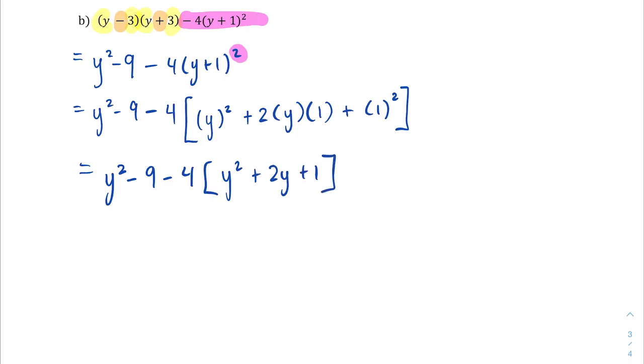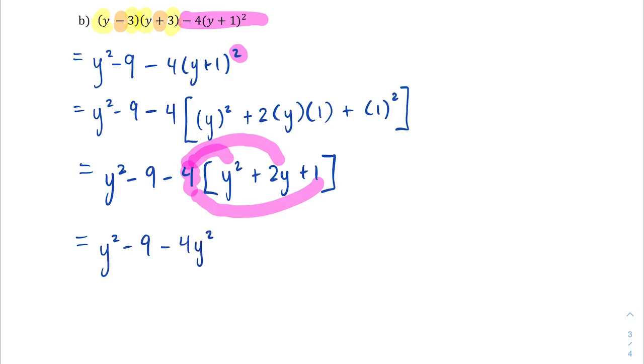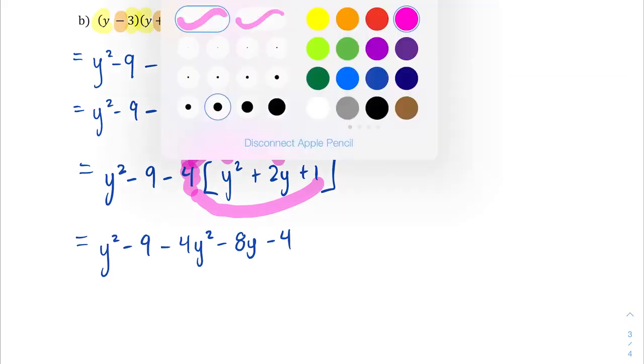Now we're still going to need to use BEDMAS, so we need to use the distributive property, 4 times y squared, 4 times 2y, and then 4 times 1. So let's see what that looks like. Negative 4y squared minus 8y minus 4. Okay, good. Now we can start to simplify the expression. So let's collect like terms.